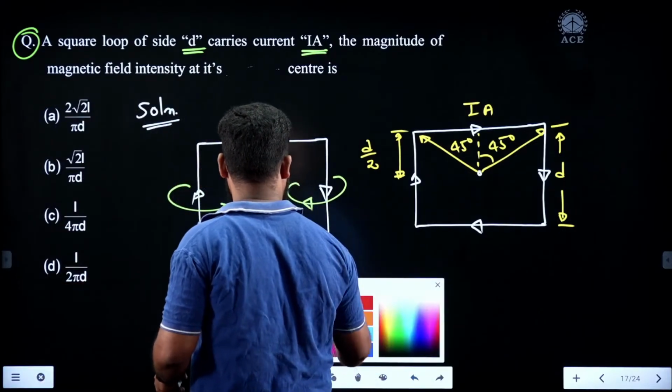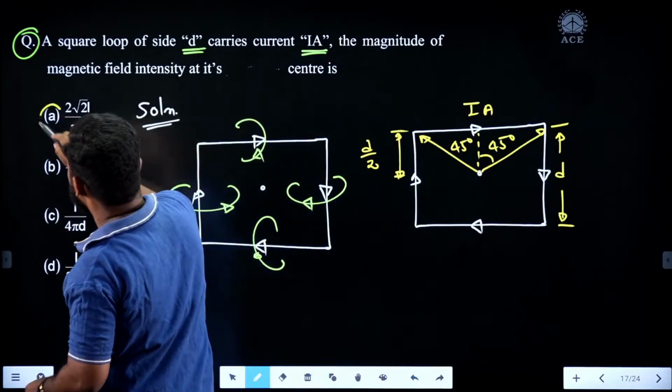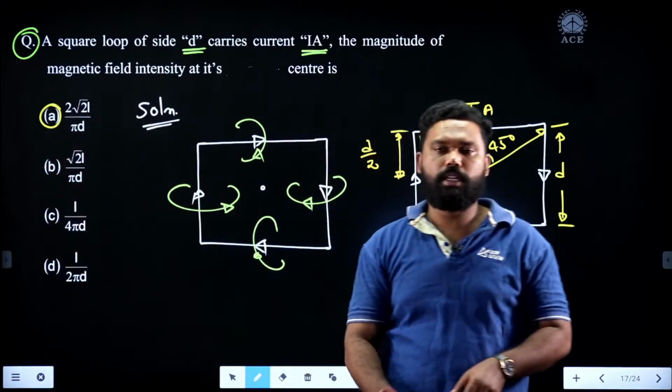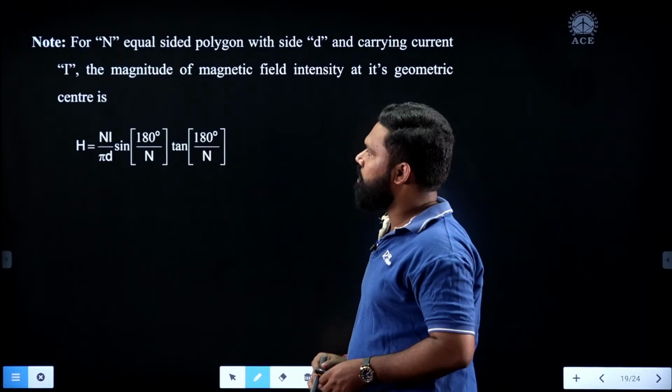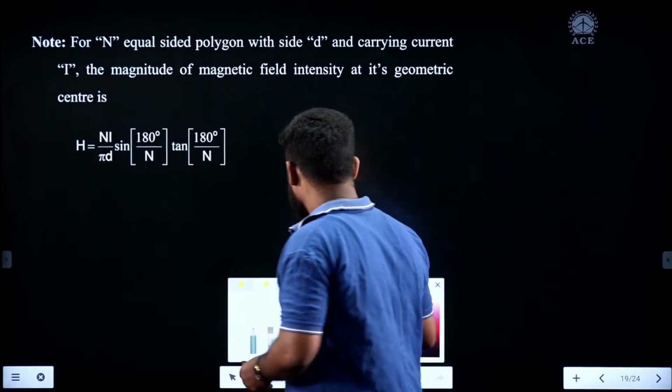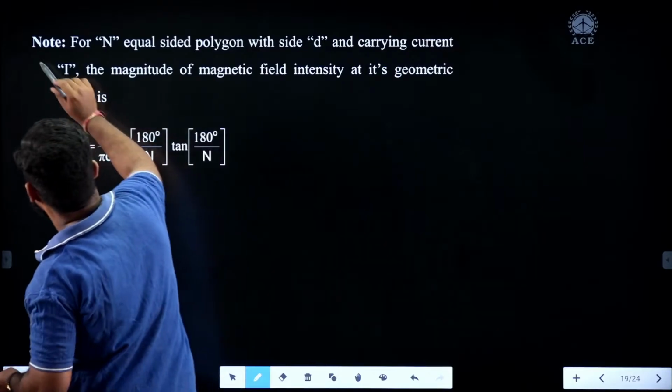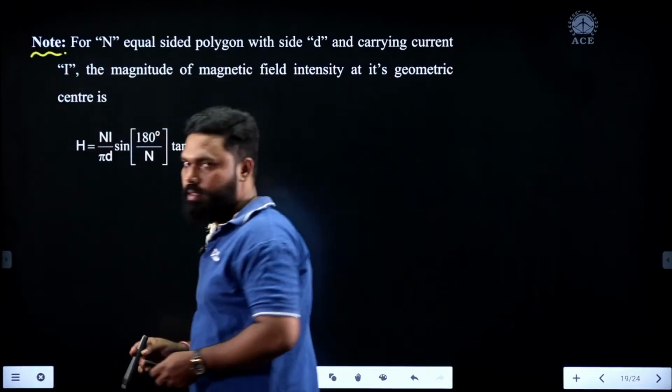So it is a very lengthy approach, isn't it? You need to find out for each section and you have to multiply with the number 4. There is a shortcut for this. This is going to save our time. What is the shortcut? Because on this concept there was a question in the previous paper.